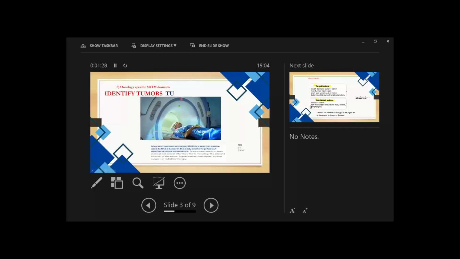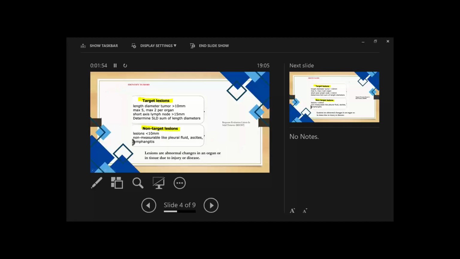Whenever you are performing any oncology clinical trial, we need to identify where the tumor is, and whether the tumor is compatible with our study or not. So how can we identify that tumor? By using various techniques like MRI, CT scan or X-ray. MRI is nothing but magnetic resonance imaging. With these methods we can identify whether the tumors are suitable for our study or not.